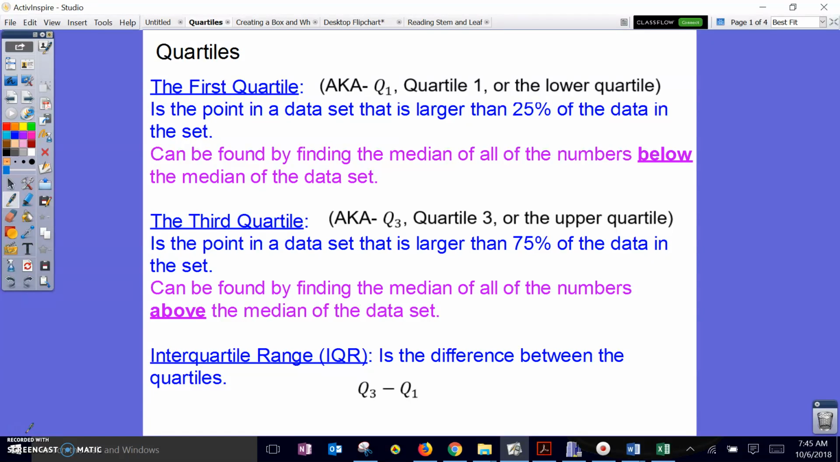Alright everybody, welcome back. In this video we're going to talk about information related to quartiles of a data set. A few little definitions and vocabulary issues that we need to take care of up front. First of all, we all need to know what we're talking about when we talk about the first quartile.